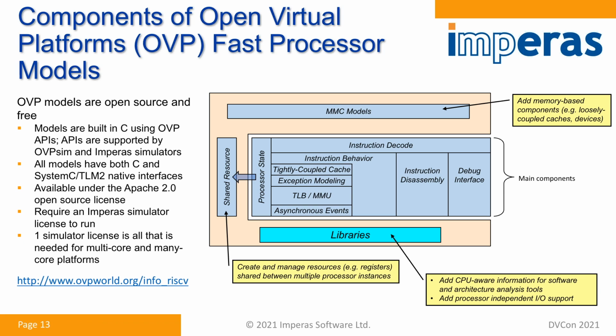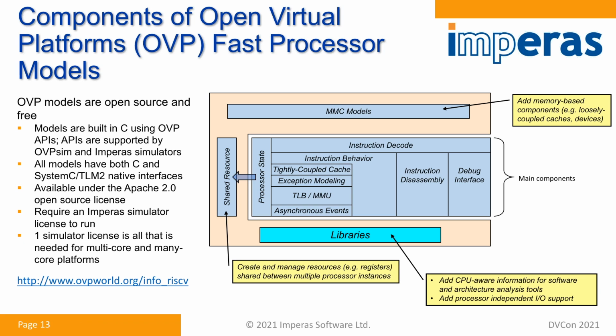Imperas builds the Open Virtual Platforms fast processor models. These OVP models are open source and free. The models are built in C using the OVP APIs, and then these APIs are supported by OVP Sim and the Imperas simulators. The APIs are available on the OVP website. They're publicly available. It's nothing proprietary.